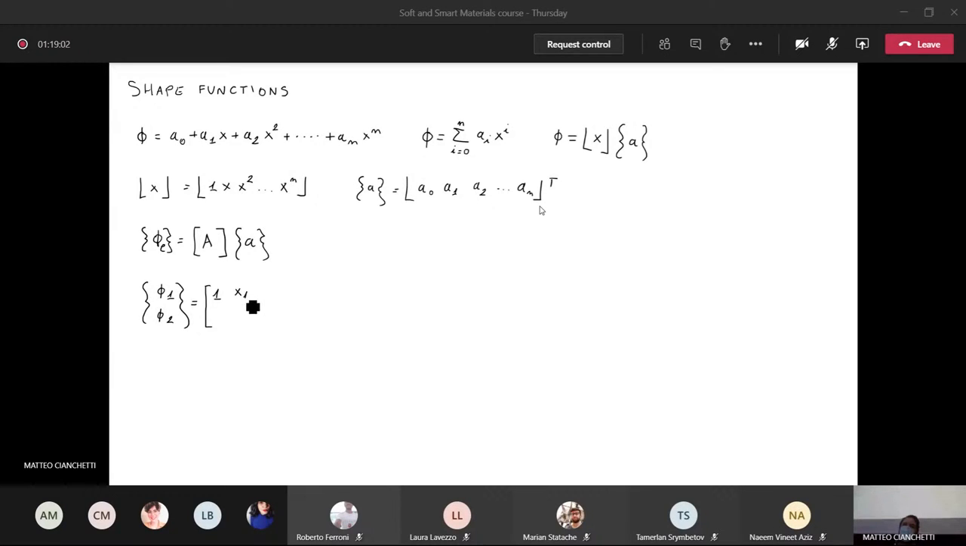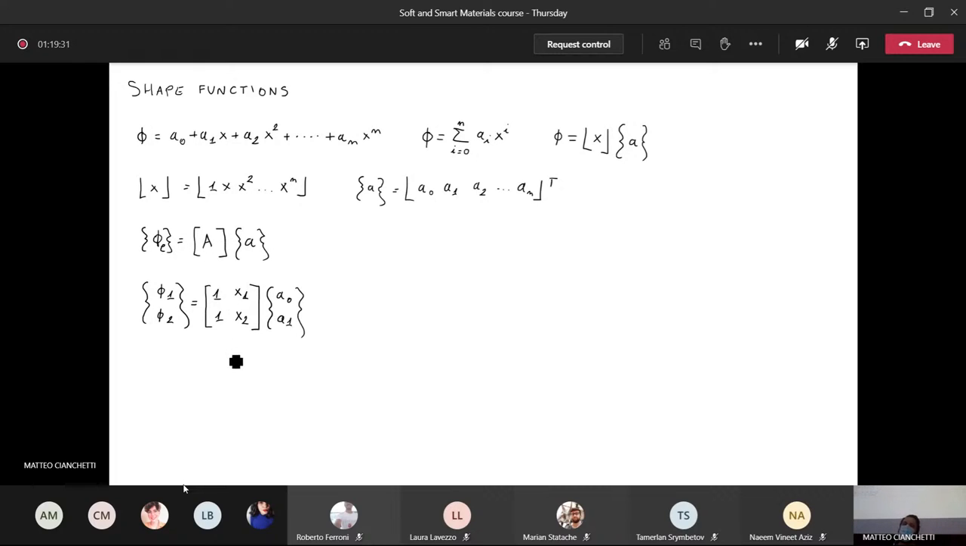That is A, multiplied by the vector A with all the components, in this case A0 and A1. So now maybe it is also easier to get the meaning of A.